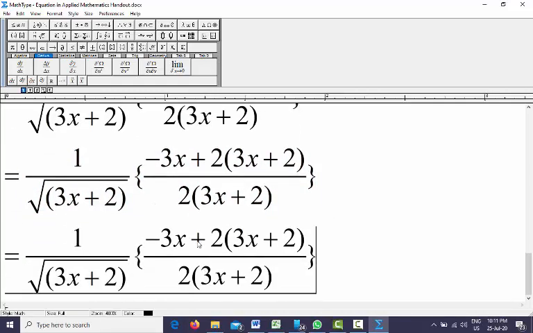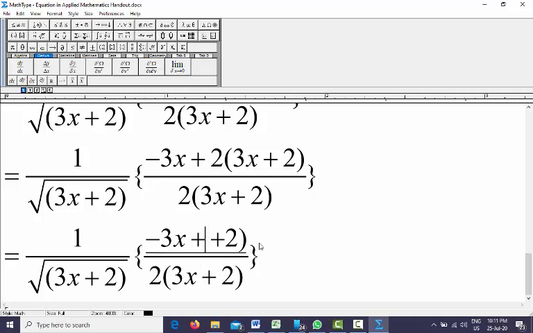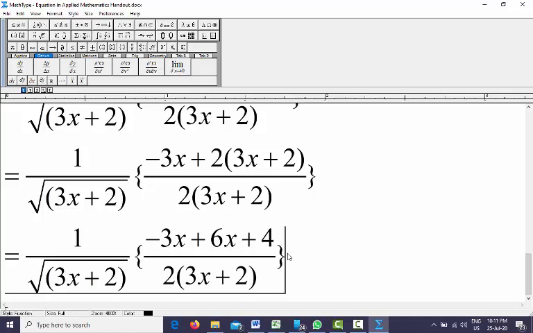So minus 3x plus 3 multiplied by 2x, that means we got 6x, plus 2 multiplied by 2, we got 4. So we got something like that: minus 3x plus 3 multiplied by 2, 6x plus 4.